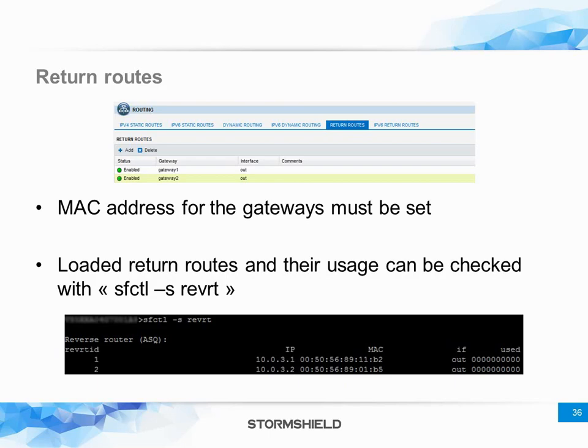So this is done in the routing menu. You have a new tab called Return Routes. Here you can define your gateway list. One thing to keep in mind is that for a gateway to be used as a return route, you need to configure the MAC address in the network object that is this gateway. You can check the loaded return routes in console by using the sfctl -s errvrt command.